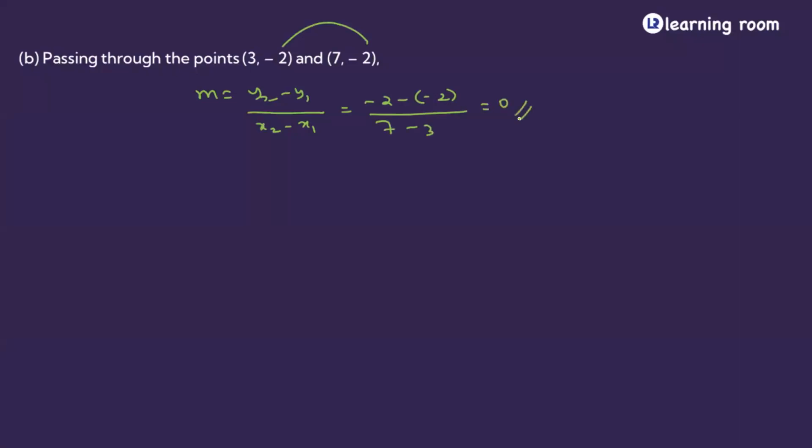So this is one such example. I told you the slope of which line will be 0: the slope of either the x-axis or a line parallel to the x-axis. This is a line which is parallel to the x-axis. I'll show you why. Observe.